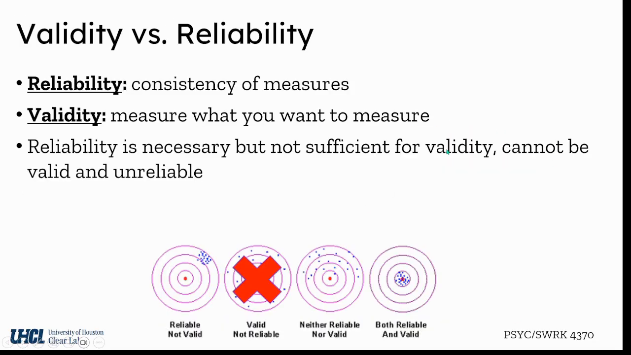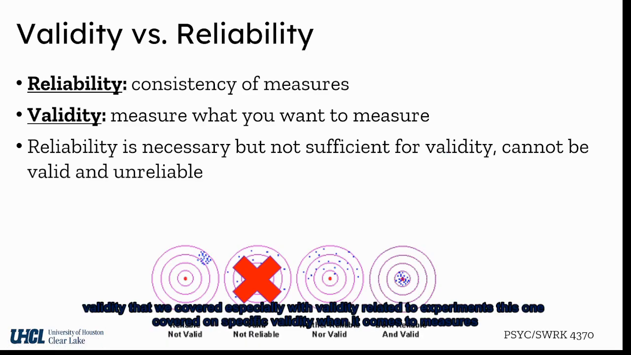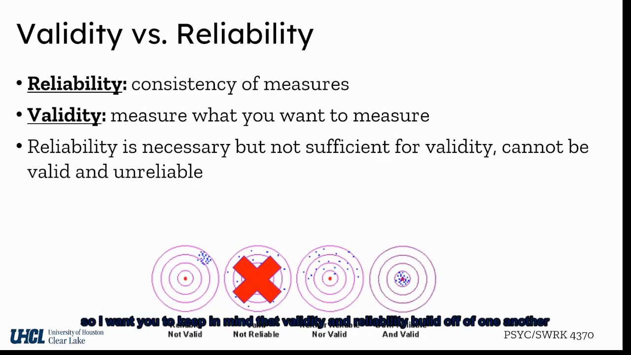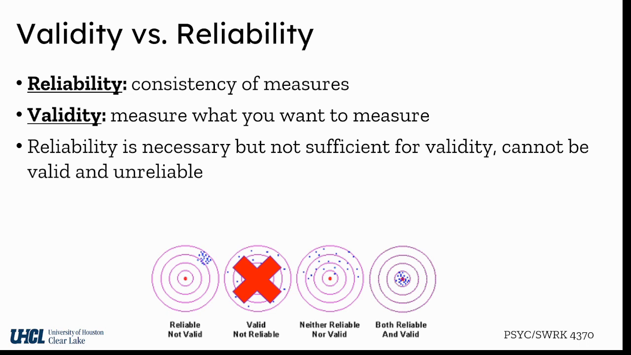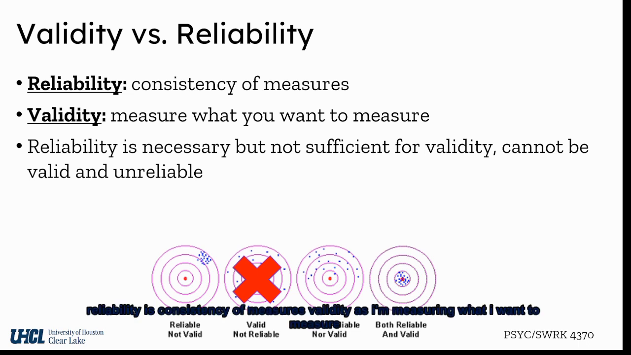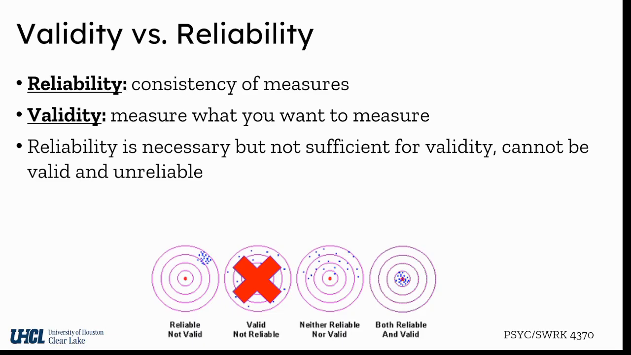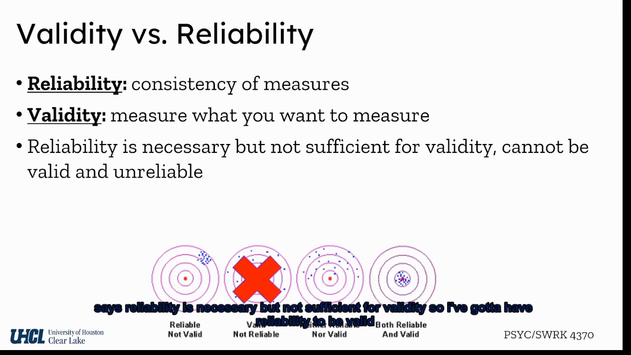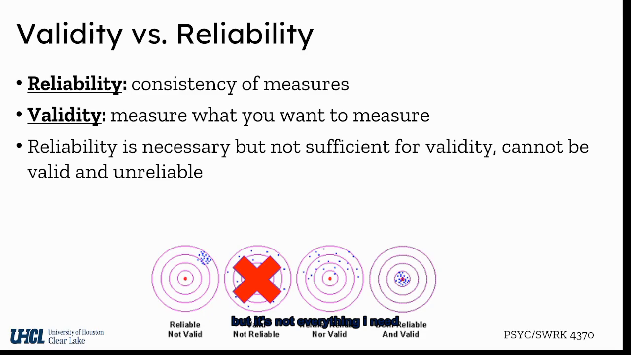Now, I know there was a separate video about validity that we covered, especially with validity related to experiments. This one covered specific validity when it comes to measures. So I want you to keep in mind that validity and reliability build off of one another. Reliability is consistency of measures. Validity is I'm measuring what I want to measure. So you need reliability. It says reliability is necessary but not sufficient for validity. So I've got to have reliability to be valid, but it's not everything I need. And you absolutely cannot be valid and then be unreliable.